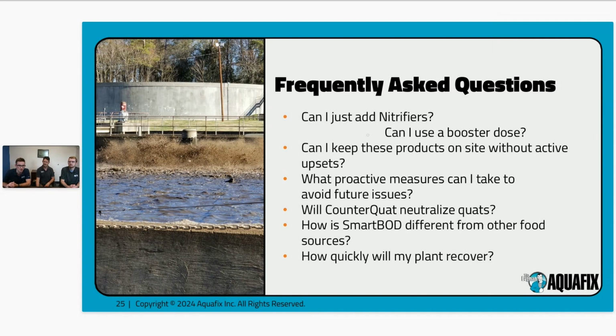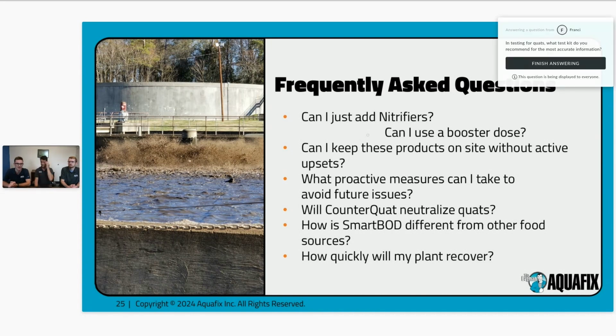Kind of going along the testing question: in testing for quats, what test kit do you recommend for the most accurate information? Off the top of my head, I can't name a specific kit, but this is something our lab has done a lot of work with in studying toxicity. Francie, if you want to reach out to one of us, we can get you in touch with our lab and get you a specific name. They will have that information.